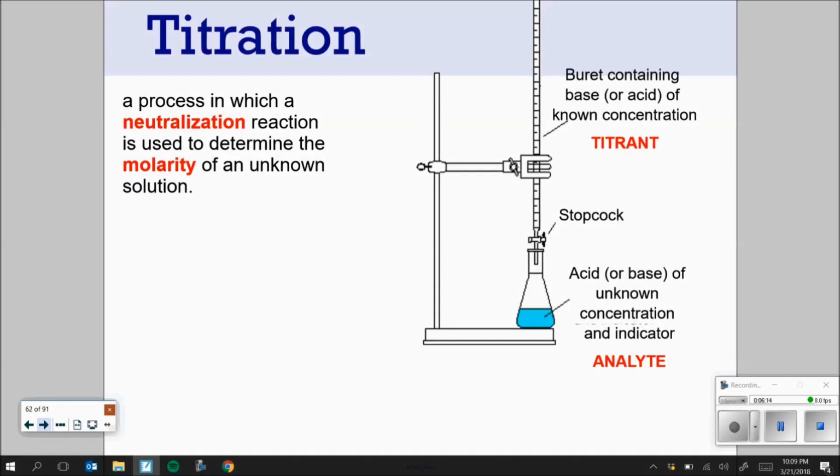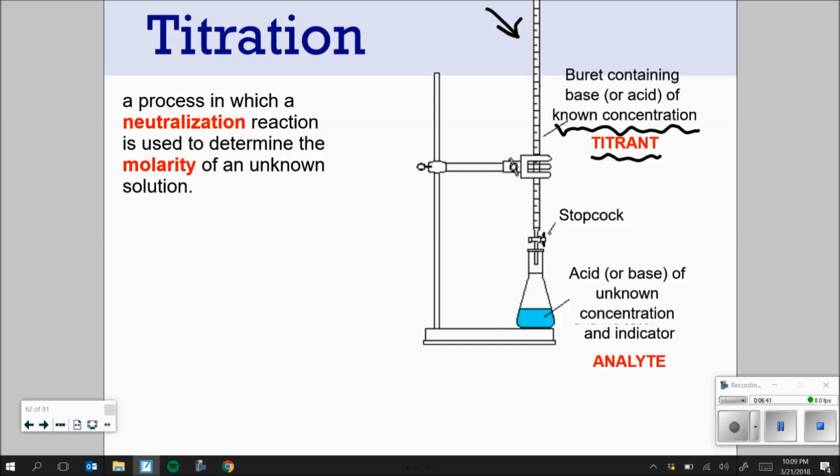When we're talking about neutralizations, we're going to use something called a titration in order to determine the molarity of an unknown solution. We know the molarity of one of our solutions, and we don't know the molarity of another. We're going to titrate them to figure that out. My setup is such. I've got a burette right here, this long tube, and it's containing a base or an acid of a known concentration. I know what this is, and that's going to be my titrant.